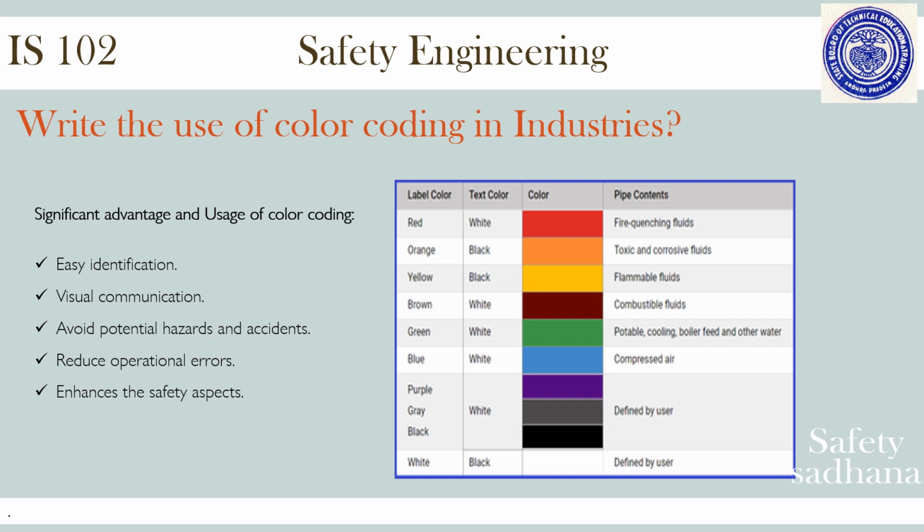Describe the use of color coding in industries. Significant advantages and usage of color coding: easy identification, visual communication, avoiding potential hazards and accidents, reducing operational errors, and enhancing the safety aspects.